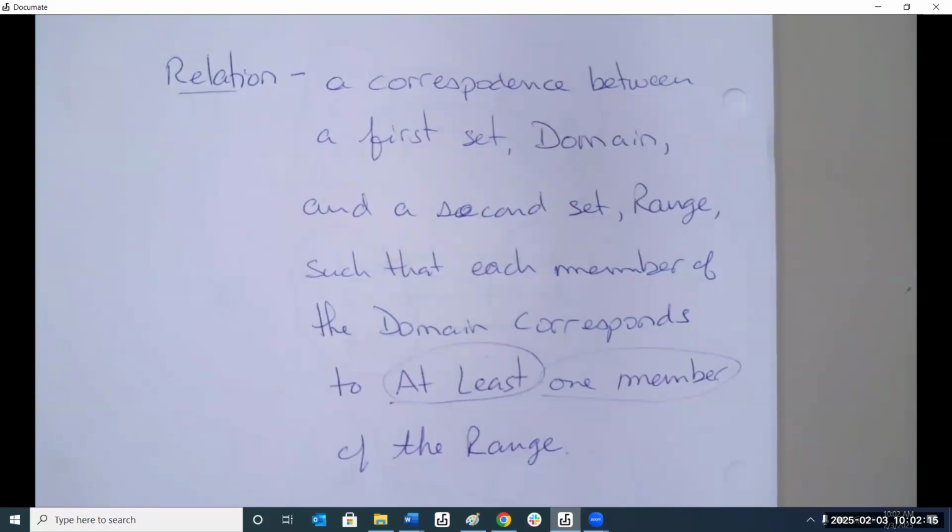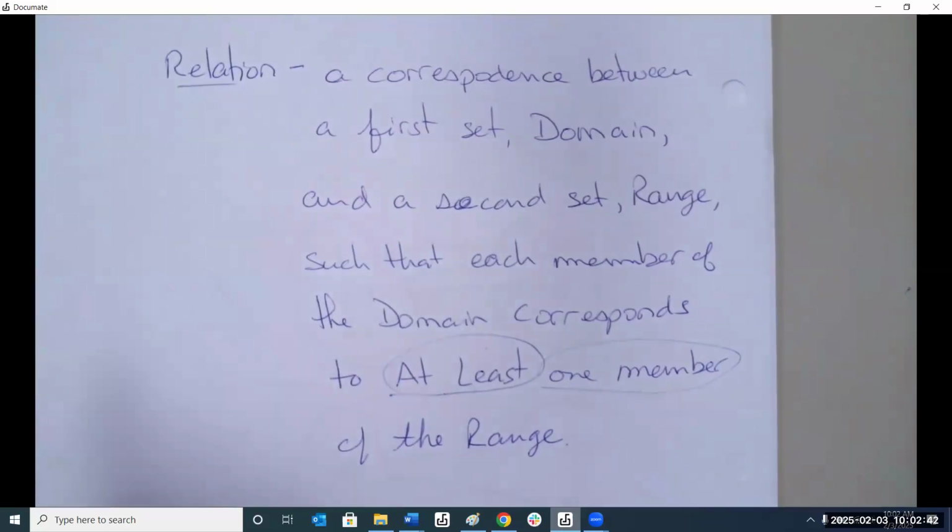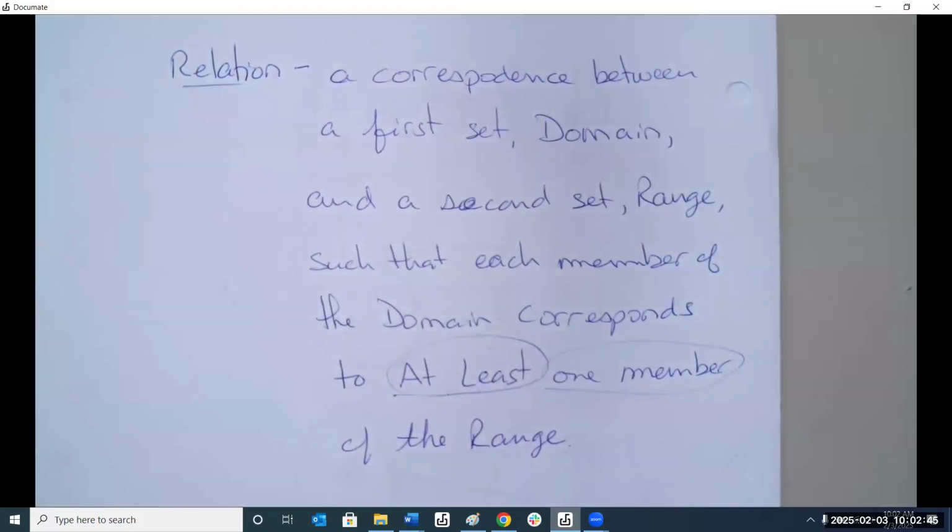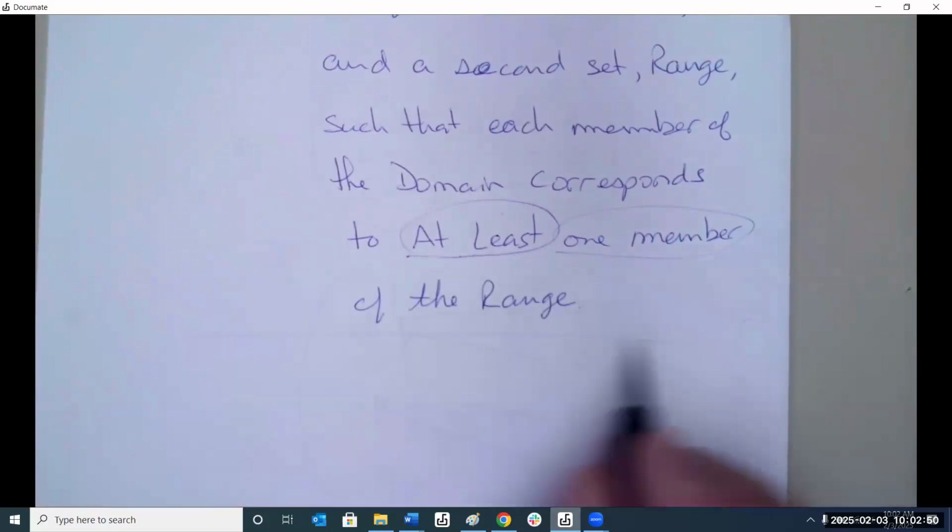So, is it one-to-one? What does one-to-one mean? One from the domain to one and only one in the range. Is this one-to-one? At least one. No, this is not a one-to-one. Because this one says at least one, which at least one could be 2 or 5 or 7 or 12. It's not one-to-one. A relation is not one-to-one. So here's the example.